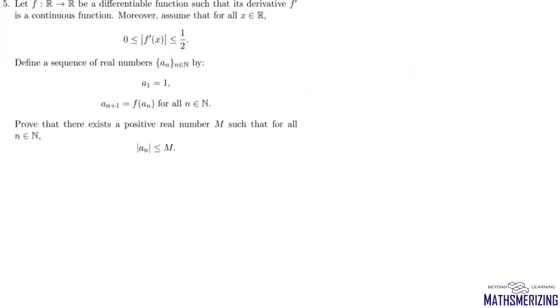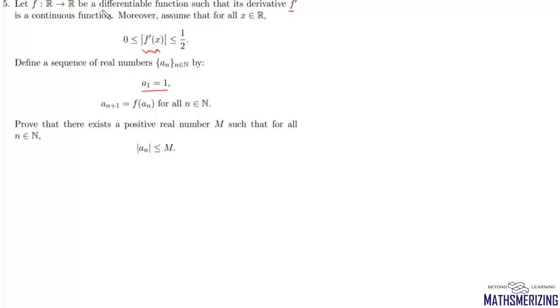Now question number 5, it says let f be a differentiable function such that its derivative f dash is a continuous function and mod of f dash x is always less than or equal to 1 by 2. Then it says define a sequence of real numbers a_n such that a1 is 1 and a(n+1) is equal to f(a_n) for all n belongs to N. Now we need to prove that there exists a positive number M such that for all n belongs to natural numbers, mod of a_n is always less than or equal to M.